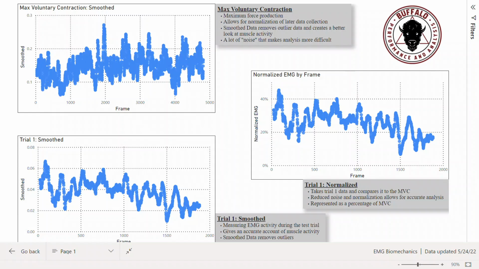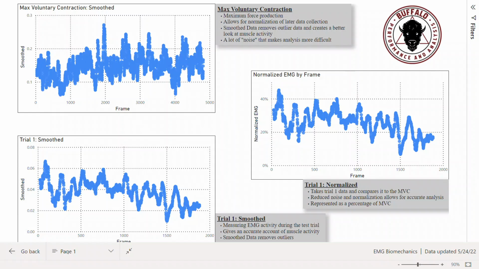production. We had a subject with EMG sensors on the calves producing maximum force as they were trying to plantar flex their foot. This gave us the max voluntary contraction data. From there, we rectified the data and then smoothed the data, and that's what you're seeing here.